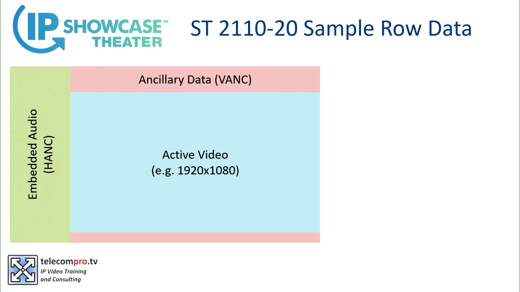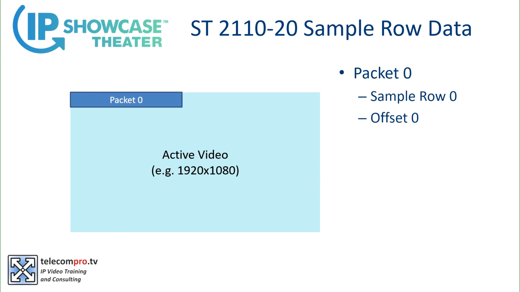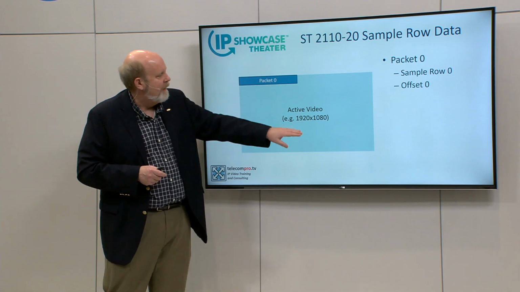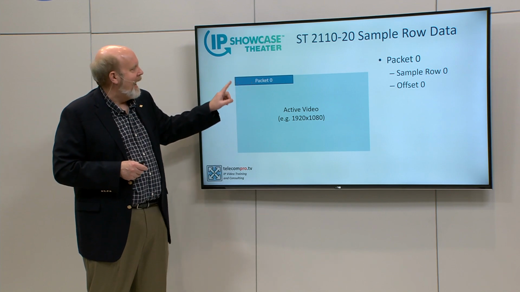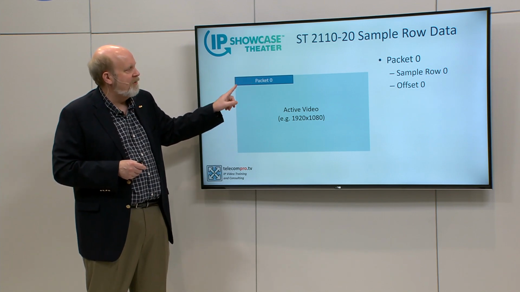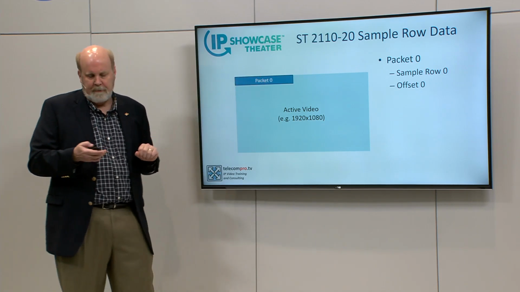So here's our video image. The first thing we're going to do is get rid of everything that's not video. We're getting rid of the vertical ancillary space, the horizontal ancillary space, just send the raw pixels. Recurring theme here. The first packet I send for this video frame, I'm going to number it as packet 0. It's going to start at sample row 0, so the first row of pixels in this whole active video array are going to make up packet 0, and it's going to start at position 0, so the offset is 0. So this is the easy one to figure out. Packet 0 is sample row 0, offset 0.